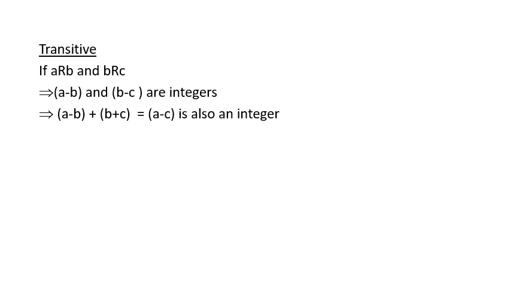So the first ordered pairs we took were (2, 3) and (3, 5). For (2, 3) the difference was -1, and for (3, 5) the difference was -2. So we can also write or include (2, 5) in the set, because 2 minus 5 gives -3, which is also an integer. Therefore, if a is related to b and b is related to c, then we can say that a is related to c also. Why? Because a minus b and b minus c are integers. Then a minus b plus b minus c gives a minus c, which is also an integer. Therefore, R is transitive.